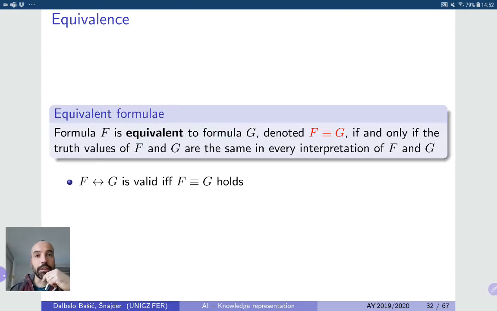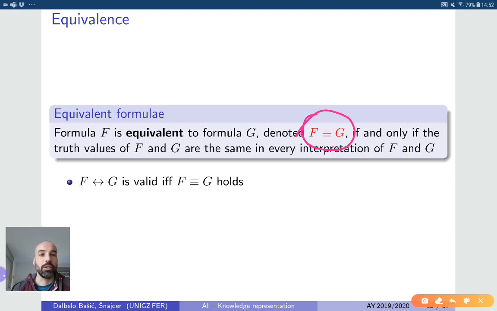And another concept that is actually quite useful is that of equivalence, quite an intuitive one. A formula F is equivalent to another formula G, which we denote with F equivalent to G, if and only if the truth values of F and G coincide, if they are the same for each and every possible interpretation of F and G, right?